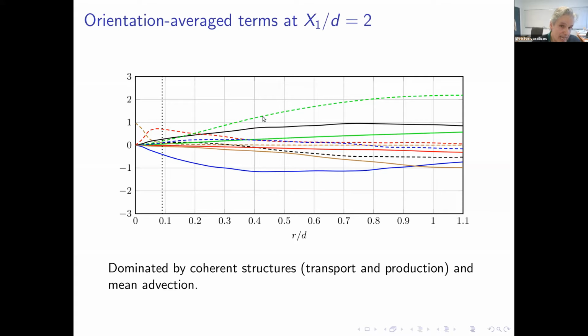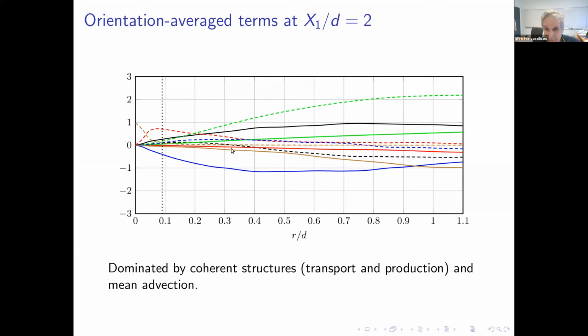It turns out, and I may not have the time to talk about this, I haven't prepared for it anyway, that energy goes from the mean flow to the coherent motions, and from the coherent motions to the stochastic ones. This black line here is the change of the energy advected by the mean flow downstream. So a lot is more or less happening.